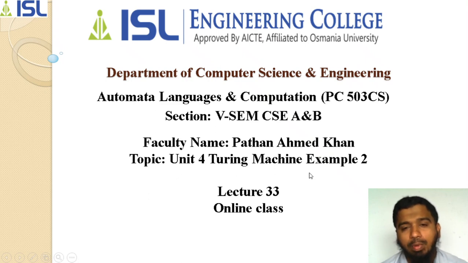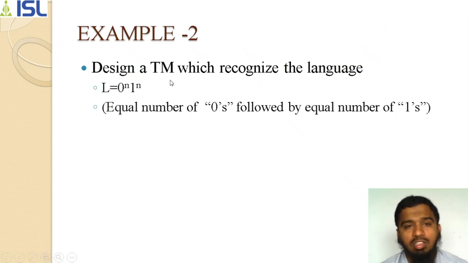In the previous lecture, I showed you the Turing machine formal definition, and we solved one problem with the help of a Turing machine. Today we are going to solve the next problem, that is equal number of zeros followed by equal number of ones. Whatever zeros are there, an equal number of ones should also be there in the given input string, then only it will accept.